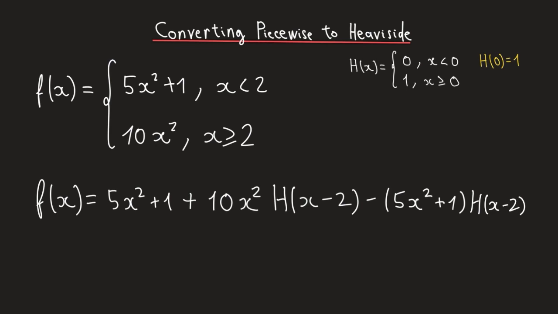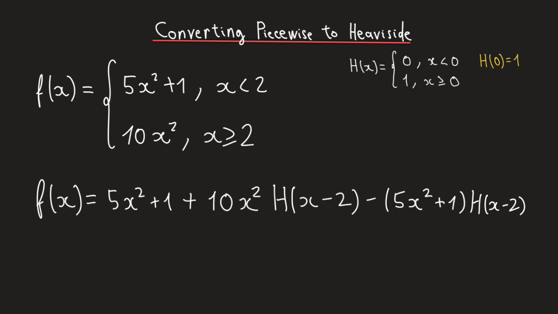Okay, and when x is greater than 2, we will have f of x is equal to 10x squared times 1, and therefore 10x squared. But we also have 5x squared plus 1. However, this cancels out with the negative 5x squared plus 1 when x is greater than 2, because for x greater than 2, h of x minus 2 will be equal to 1, and this cancels out with this. In general, you don't have to go through all these steps. There's actually a simple technique to convert any piecewise function into a Heaviside. But this technique relies on the theory that I've just laid out in this video.